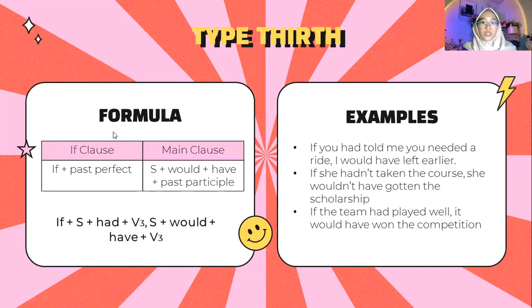The formula is we use past perfect for the if clause. If plus subject plus had plus verb 3, comma, subject plus would, could, might, should, plus have plus verb 3. Example, if you had told me you needed a ride, I would have left earlier. If she hadn't taken the course, she wouldn't have gotten the scholarship. If the team had played well, it would have won the competition.